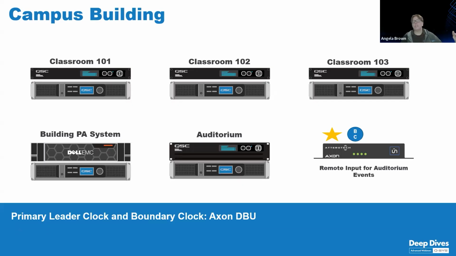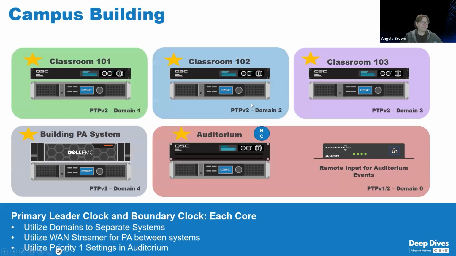Do the classrooms need to share anything with the auditorium? Does the building PA need to share with the auditorium? Could we separate the auditorium off? Could we separate all these other rooms off? And I think this is about making your system stable and resilient, right? So if we take this configuration and we take classroom 1, classroom 2, classroom 3, and we put them all on PTP domains that are not 0 because we don't have any Dante devices.